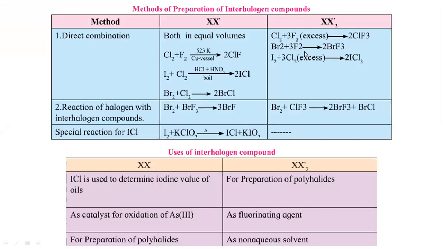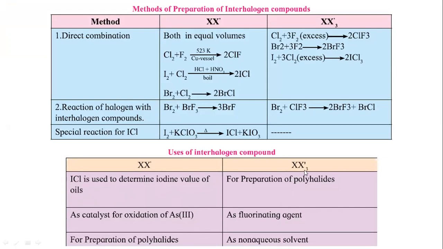What is meant by interhalogen compounds? This is not very difficult to understand. This is very easy. So the uses, I will discuss only 2 uses. Remaining uses we can read at home. This XX', ICl, is very important. ICl is used to determine the iodine value of oils. As it is a catalyst, it is used for the oxidation of arsenic 3 plus, and for the preparation of polyhalides. This is used.